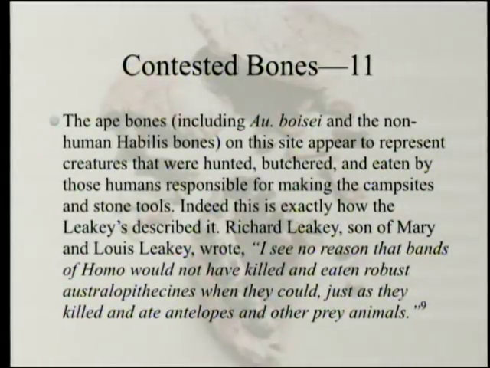The ape bones, including Australopithecus boisei and the non-human habilis bones, on this site appear to represent creatures that were hunted, butchered, and eaten by those humans responsible for making the campsites and stone tools. Indeed, this is exactly how the Leakeys described it. Richard Leakey, son of Mary and Louis Leakey, wrote, "I see no reason that bands of Homo would not have killed and eaten robust australopithecines when they could, just as they killed and ate antelopes and other prey animals."